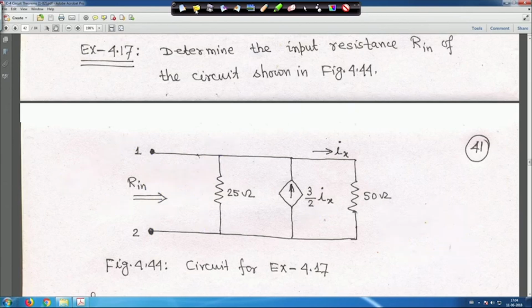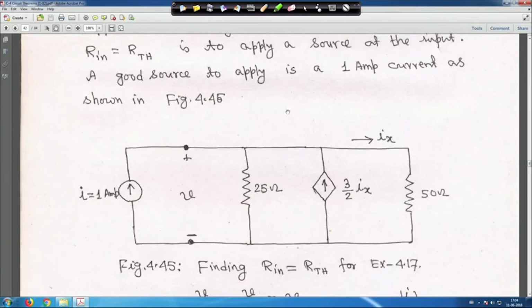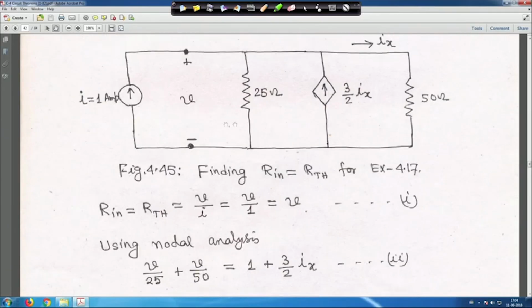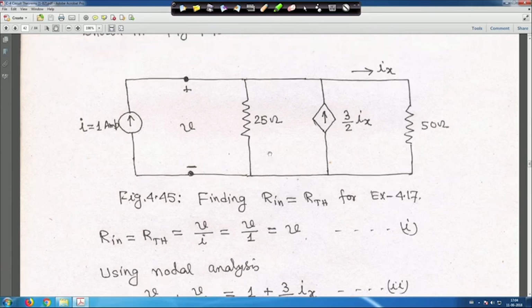Therefore, let me clear it. So, now if you look into the circuit, all explanation is there, but directly we are going here, as I told you. So, put 1 ampere independent current source here. This voltage is taken as V and current is I. So, therefore, R Thevenin will become V by I.